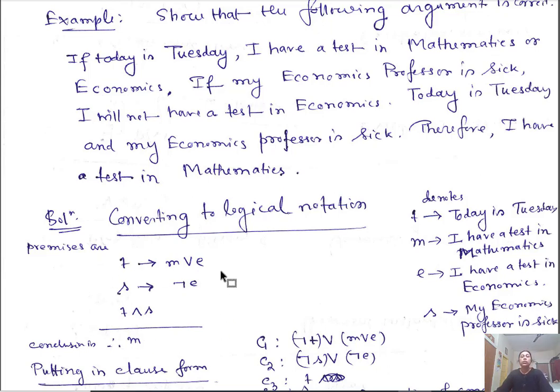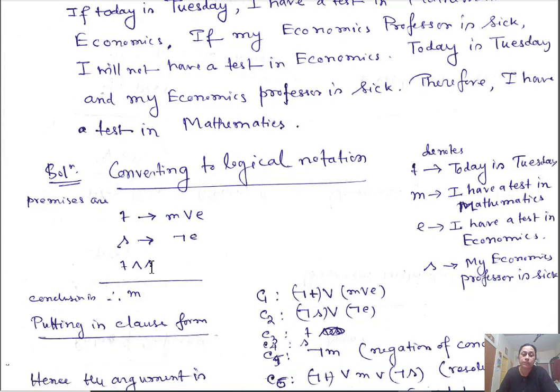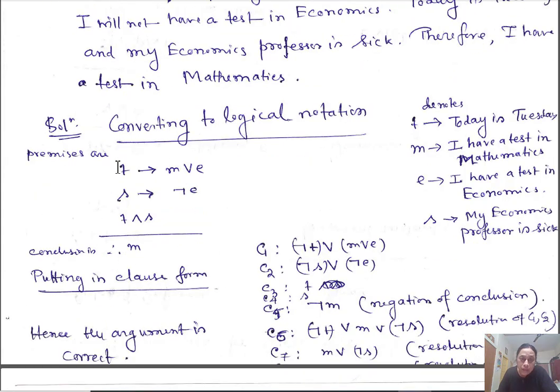Whether this argument is valid or not, I can check using the resolution principle. So putting it in clause form: implication P implies Q is negation of P or Q. So clause C1 is negation of T or M or E. The next one is negation of S or negation of E. You have to write all of them in disjunction form.